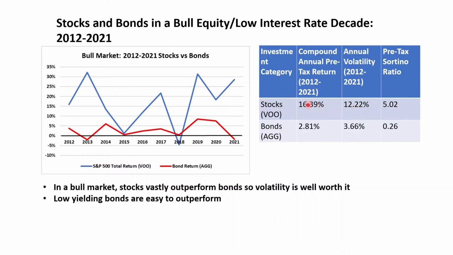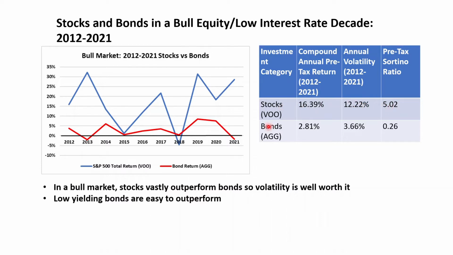From 2012 to 2021 on a pre-tax basis, stocks were about 16.39%. The volatility was 12%, which was significantly less than what it was in the previous decade, right? So when we look at our Sortino ratio, it's high, it's humongous. The return relative to risk is huge over this period.